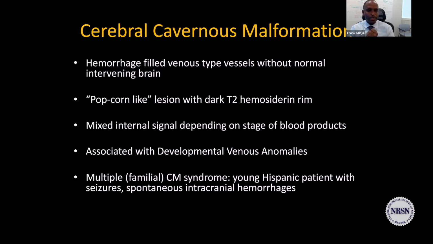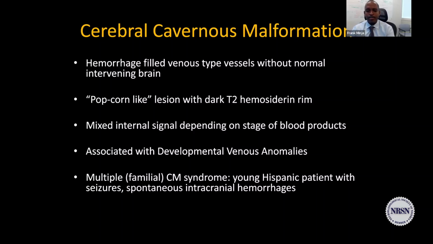histopathological basis. On MRI, they're popcorn-like. They have a dark T2 hemosiderin rim. It has mixed internal signal depending on the stage of blood products. So you may have acute blood products, subacute blood products, late subacute blood products. So basically on T1 and T2, it tends to have a heterogeneous sort of appearance centrally because you have basically mixed stage of the blood products. And they tend to be associated with developmental venous anomalies, and they can run in families.